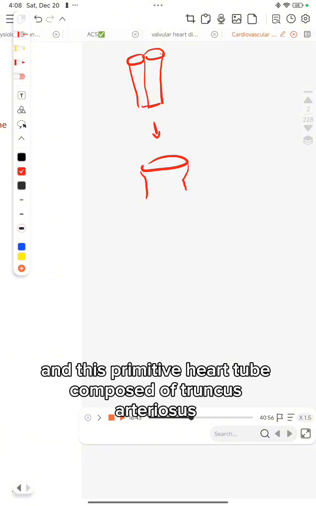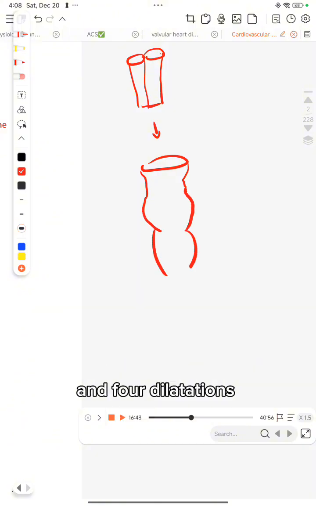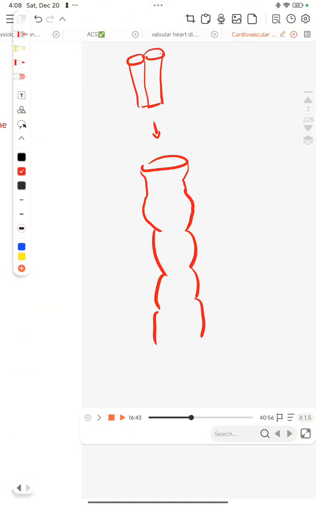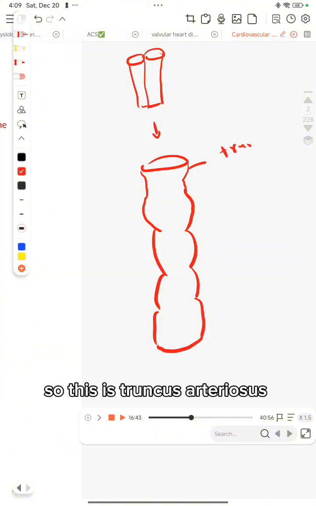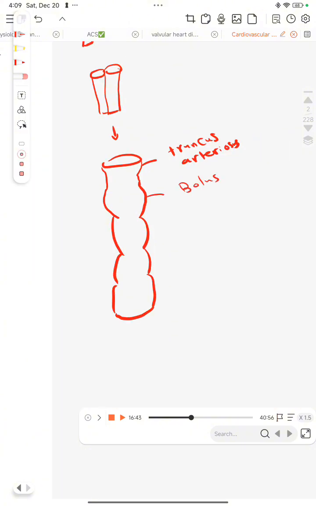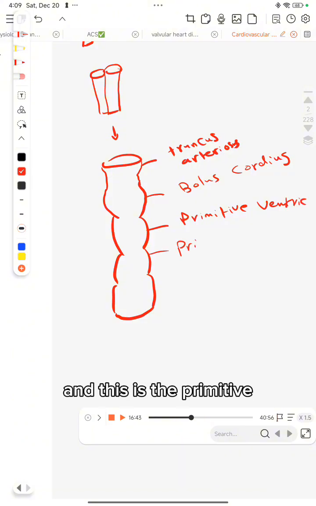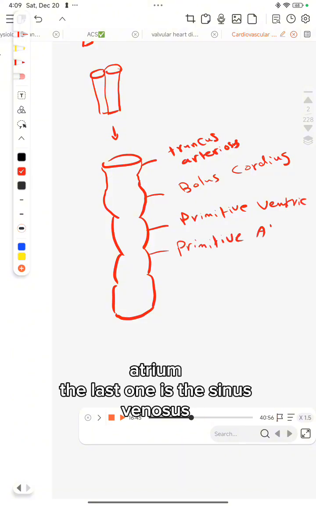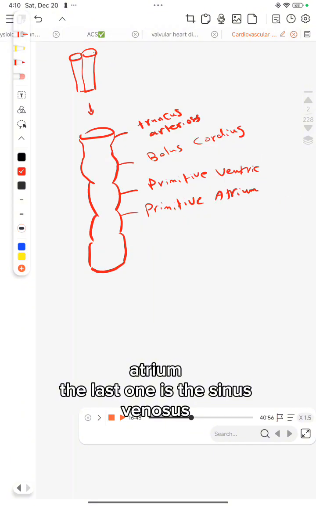And this primitive heart tube is composed of truncus arteriosus and 4 dilatations. So this is truncus arteriosus. This is bulbus cordis. This is the primitive ventricle, and this is the primitive atrium. The last one is the sinus venosus.